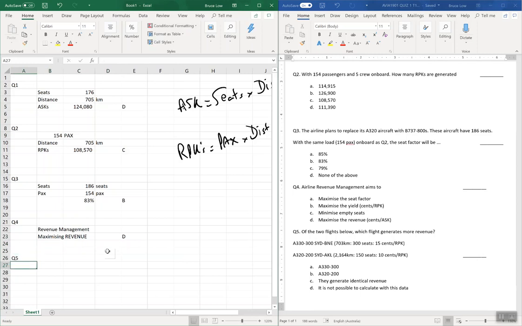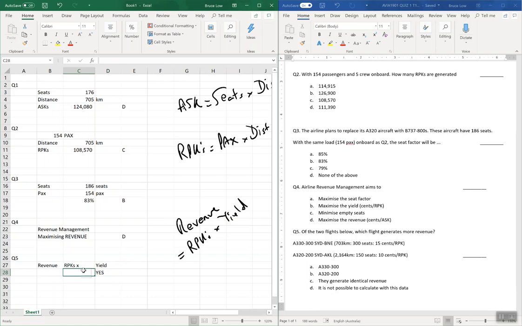And then our last question, which of the 2 flights generates more revenue? Okay, so we know that revenue equals RPKs times yield. So we're given the yield. We've got 15 cents per RPK and 10 cents for those 2 examples. So we're given the yield, yes.